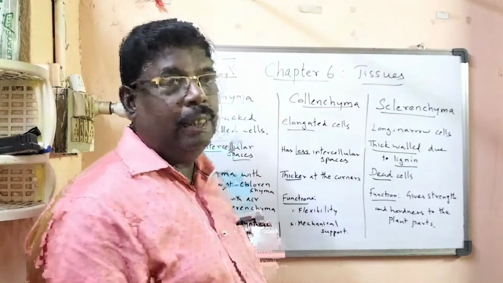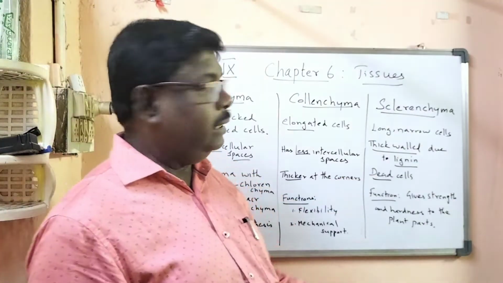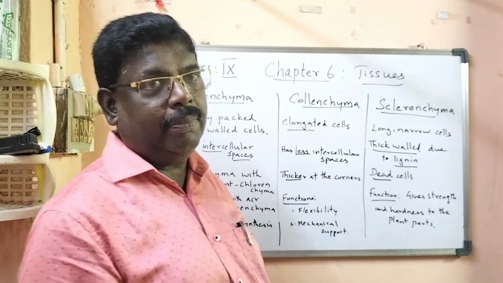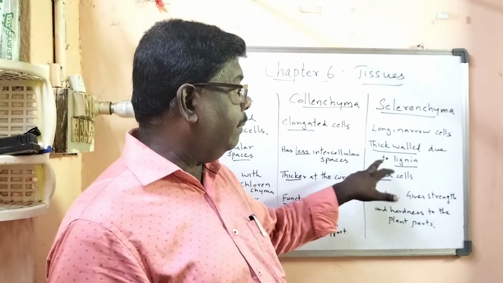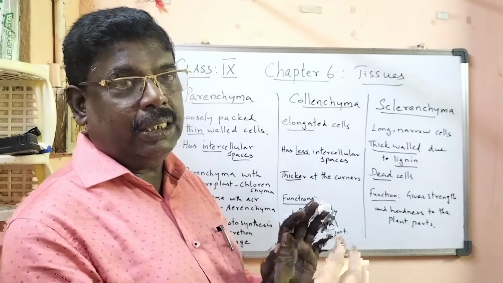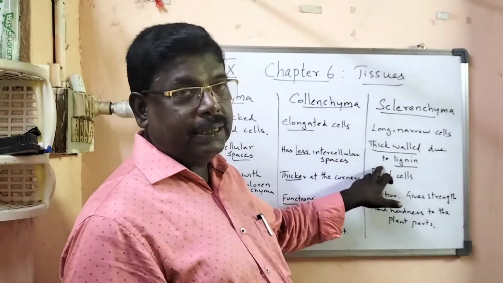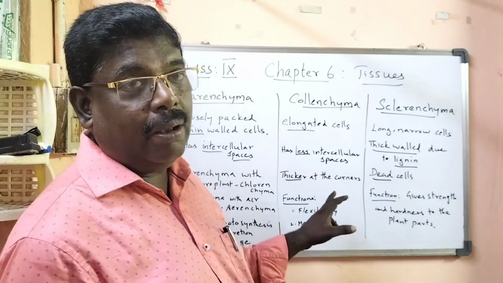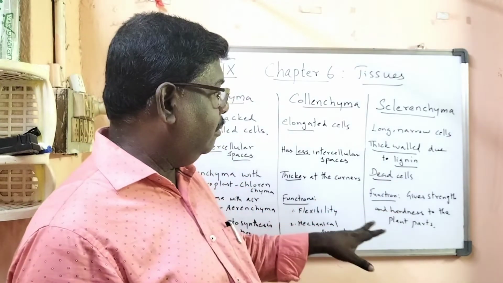Then we come to the third part, sclerenchyma. Long, narrow cells, very thick walled cells. They will be in the form of hexagon shape, very thick walled cells. That thickness is due to the presence of a chemical substance called lignin. Lignin makes the tissue harder. It acts as a cement. Lignin is a chemical substance by which the walls of sclerenchyma are made. Thick walls due to the presence of lignin.